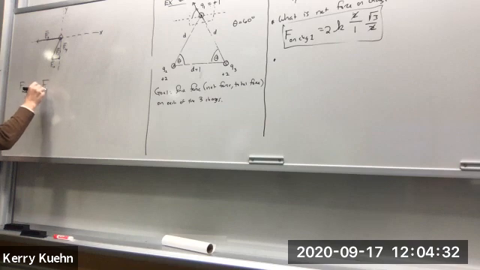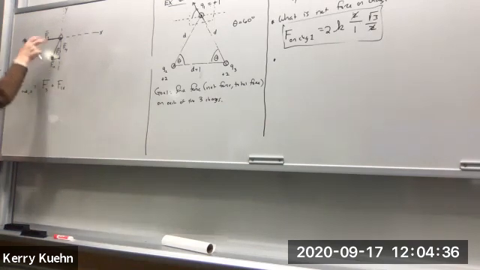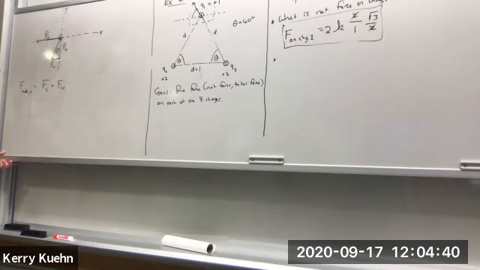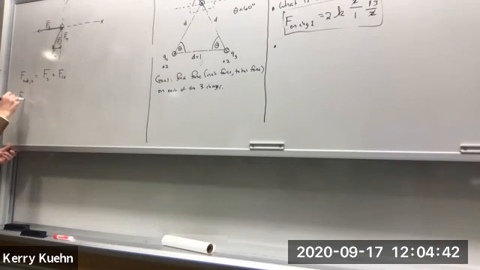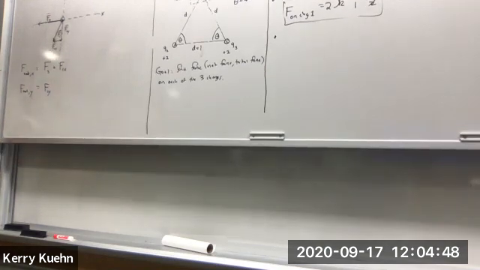So the total, I'll call it F net in the x direction, is going to be equal to the strength of F3 plus F1x. It's going to be the sum of that one and that one, right? Whereas the net force in the y direction is going to be just whatever the strength of F1y is. You see that?